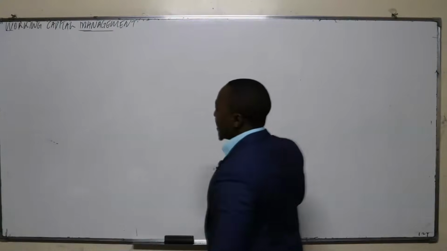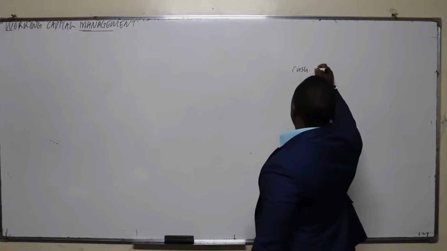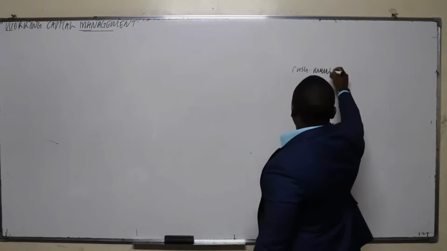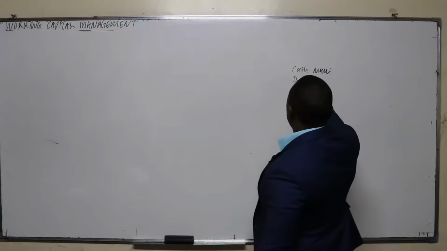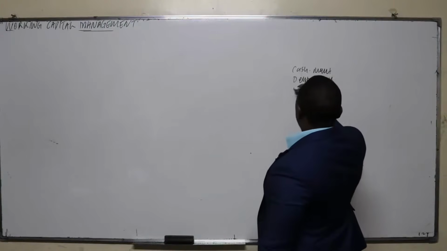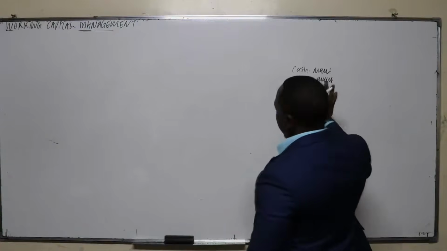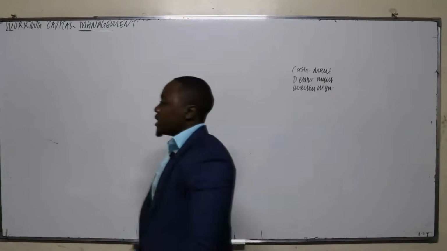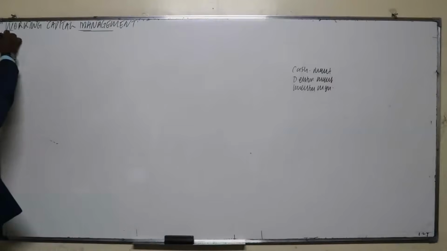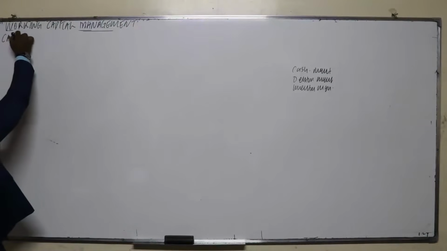Good. Now, remember, working capital is the management of the current assets and current liabilities. So let's look at specific items: cash management, debtors management, and inventory management. We'll mostly be focusing on the current assets. Now let's start with the subtopic, cash management.